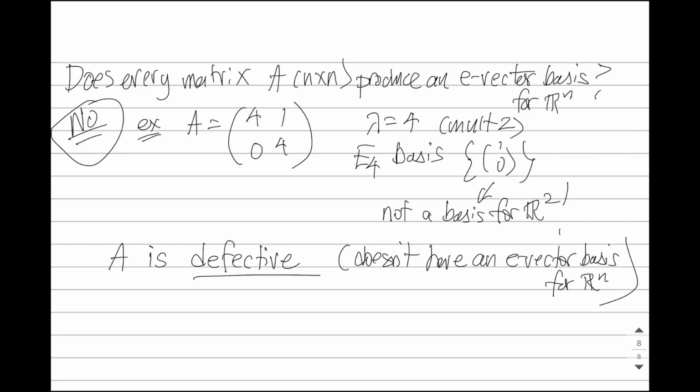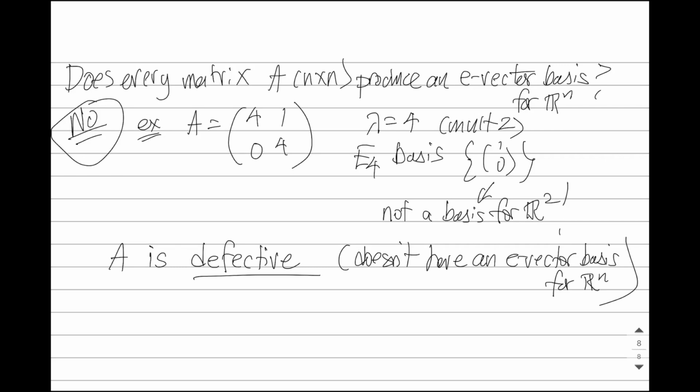Does every n by n matrix produce an eigenvector basis for Rn? Now, we already know the answer to this. It's no. Not every matrix will have built within it an eigenvector basis for Rn. The example we did in the previous video is a 2 by 2 matrix.